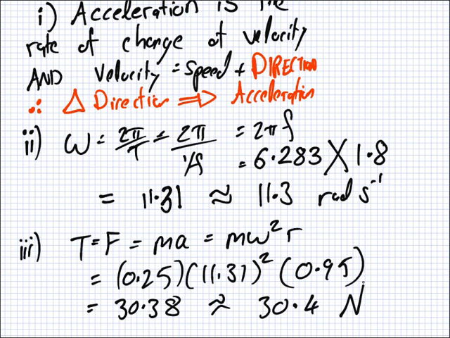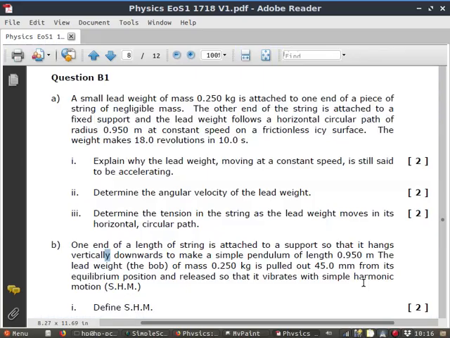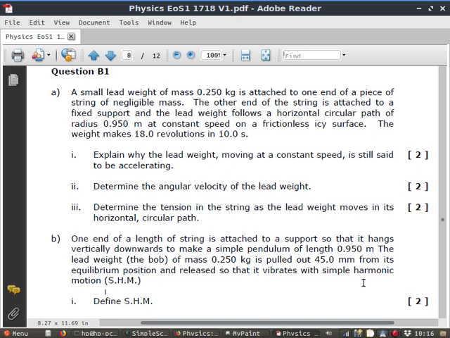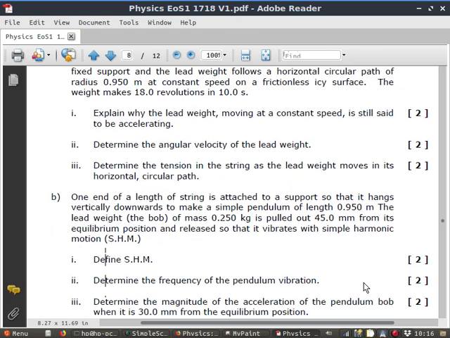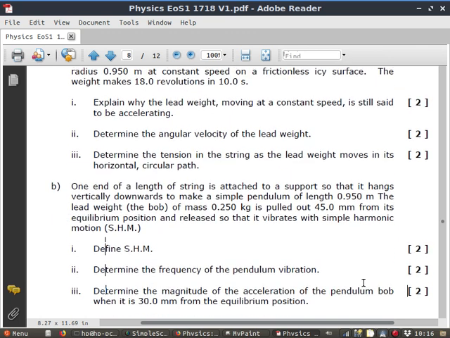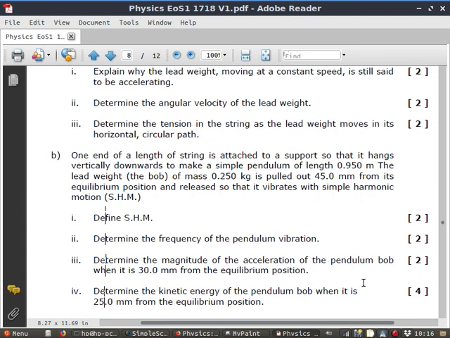Okay. B part? Yeah. One end of a length of string is attached to a support so that it hangs vertically downwards. So basically all they've done is they've put it vertical now, and they pull it 45 millimeters from equilibrium and release, so it vibrates in simple harmonic motion. But it's a simple pendulum.